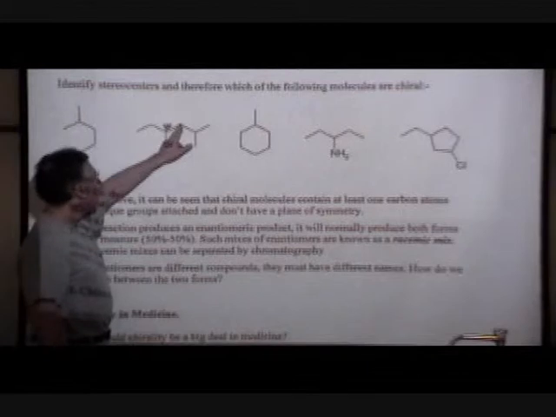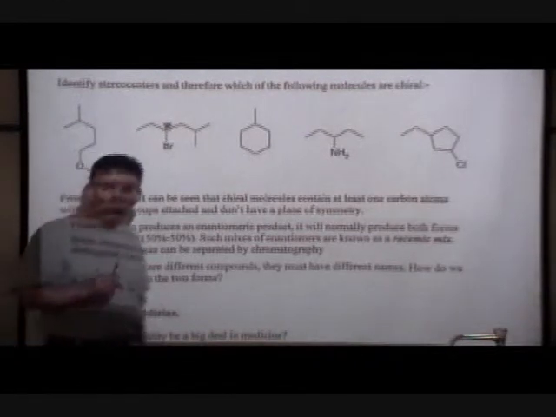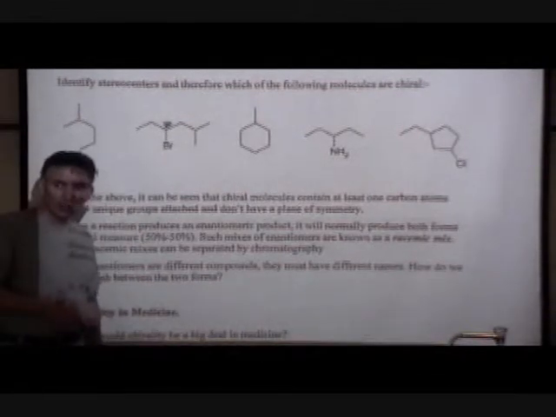Asterisk next to the carbon atom there. Next carbon, we have got two hydrogens, so we discount that. And then here, there's only one hydrogen. Again, there's two identical methyl groups. All four groups have to be unique. So no chiral carbon there. But we do have one chiral carbon, so this does make for a chiral molecule. We'll have a mirror image, which is non-superimposable.